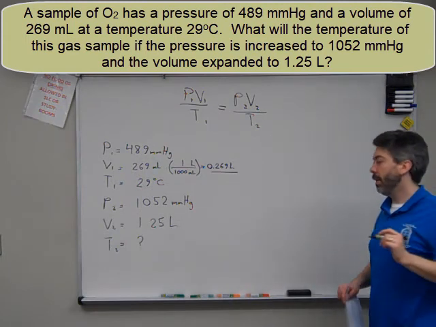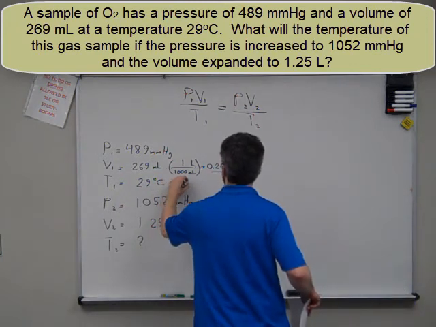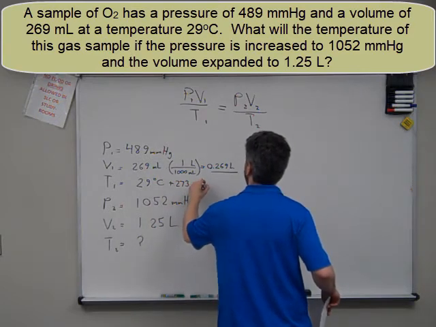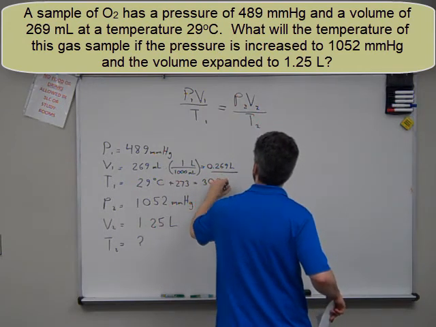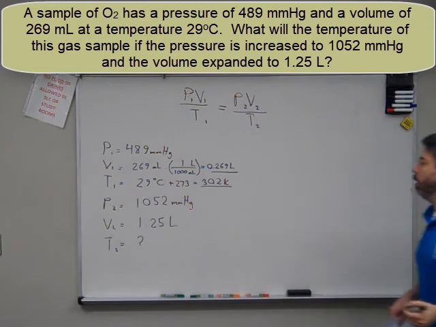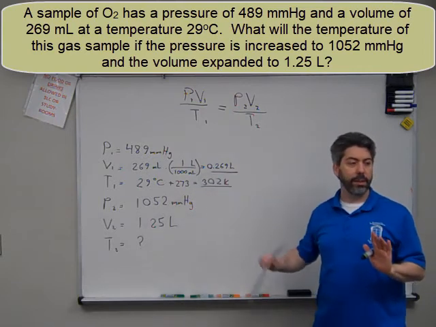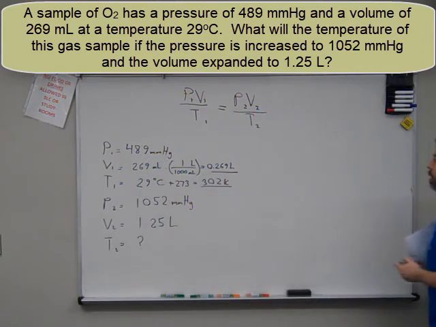Okay, what else do I have to do? Kelvin. Yes, I have to make sure my temperature is in Kelvin, always. So this is going to be plus 273, and that gives me 302 Kelvin. Now the pressure units match, so I can just leave them as they are. I don't have to convert them to ATM. But now I need to solve for T2.